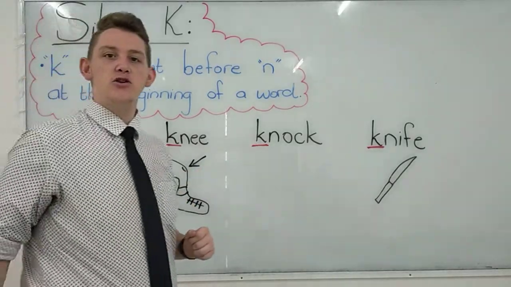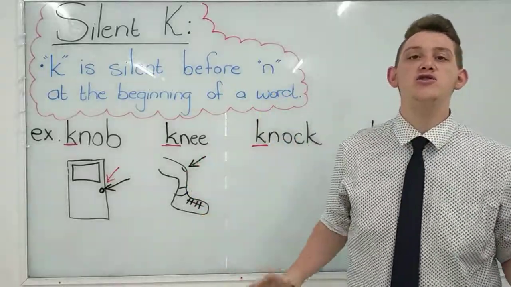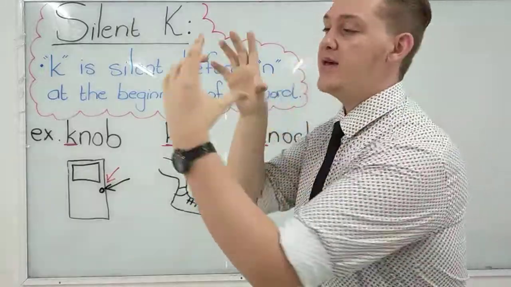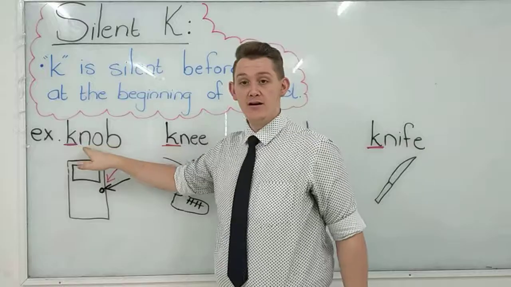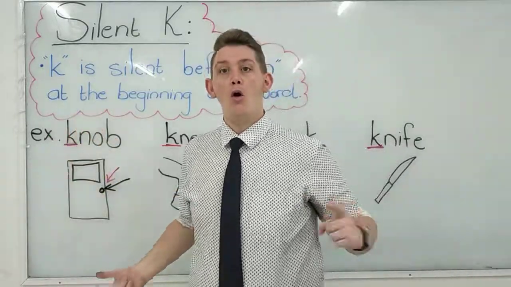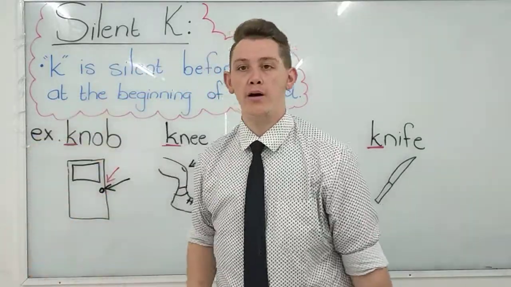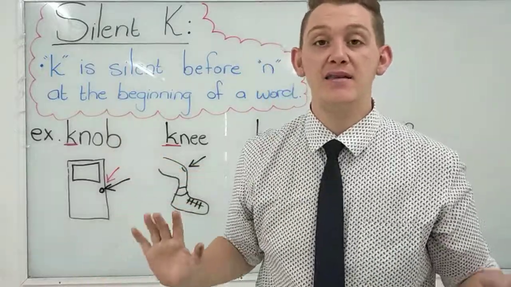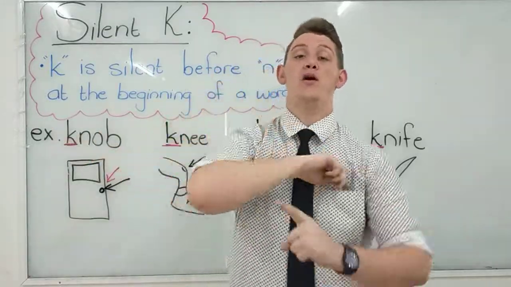So class, I need you to go practice the sound, or rather, there is no sound. I need you to practice the rule. You need to remember, in the beginning of the word, if it has letter K and N, the K is going to be silent. Always, only in the beginning of the word. So if it happened somewhere else, it wouldn't make a silent K. Only in the beginning of a word.